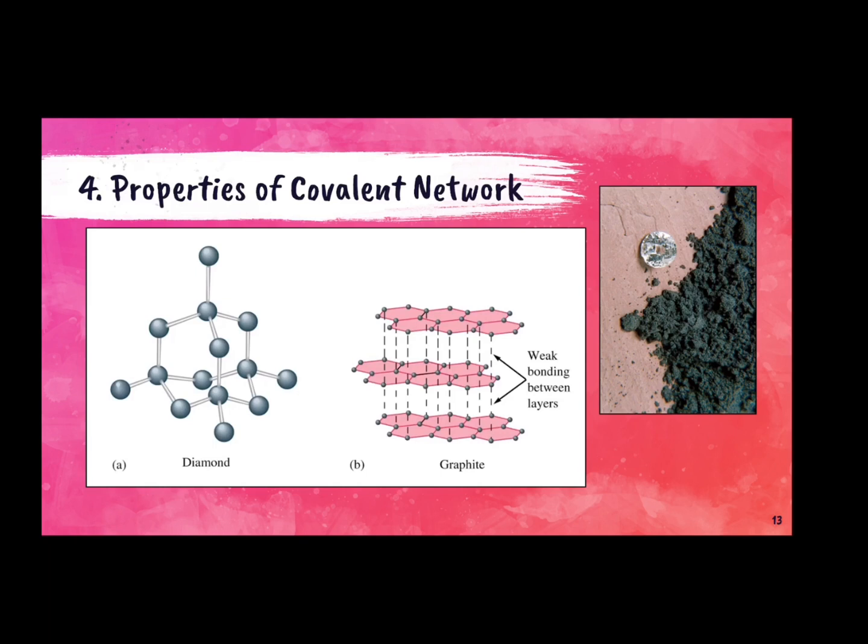Here's another example of that. So diamond and graphite, both of those are just chains of carbon. The difference is on graphite, there's weak bonds in between those layers. With carbon, it's more of a crystal shape.